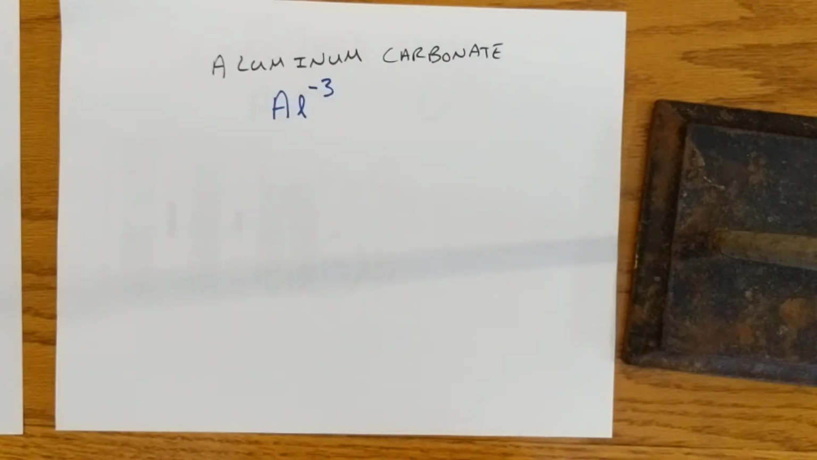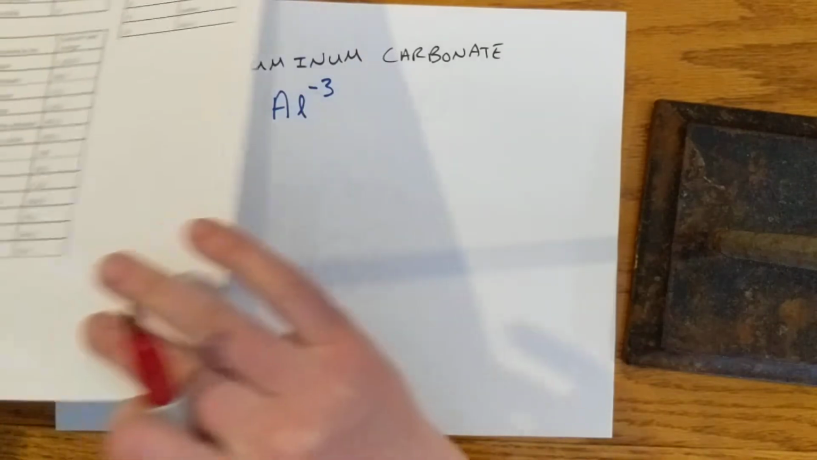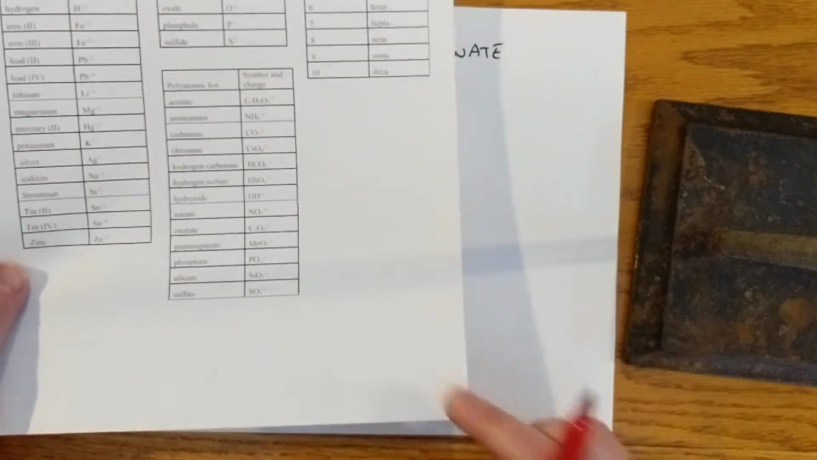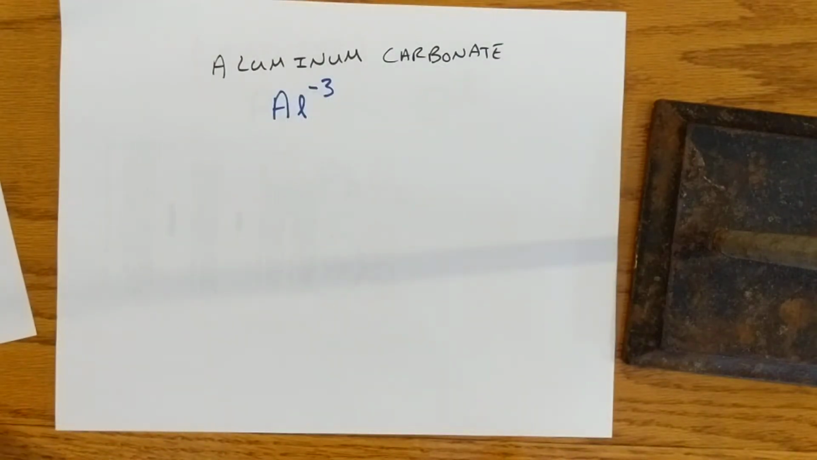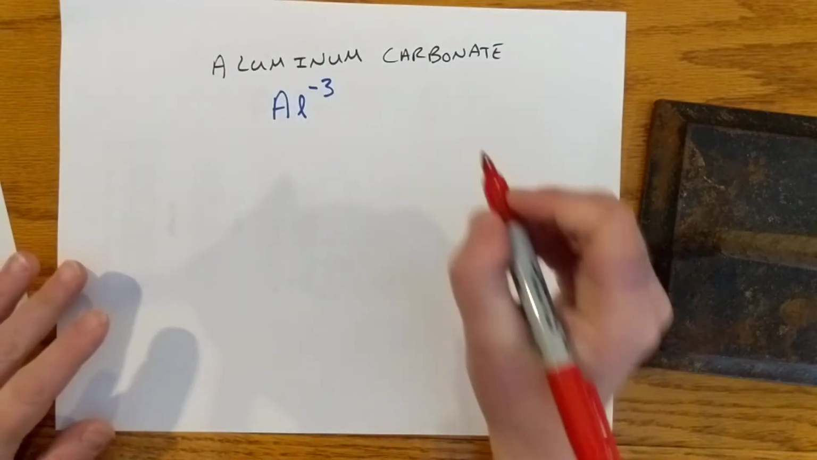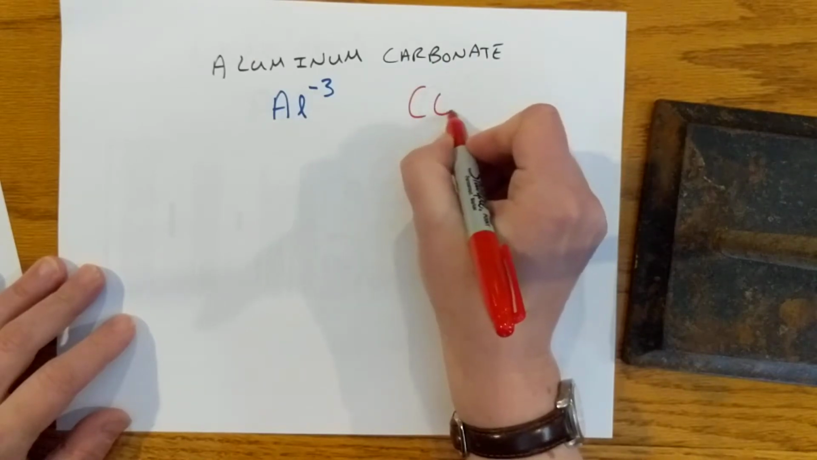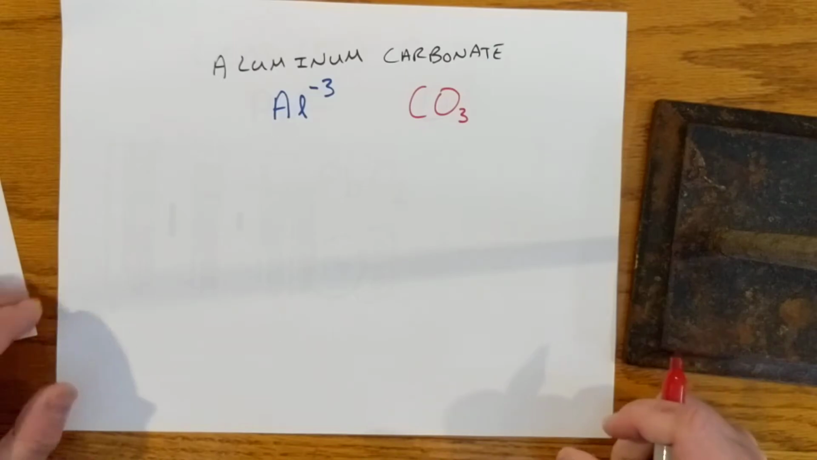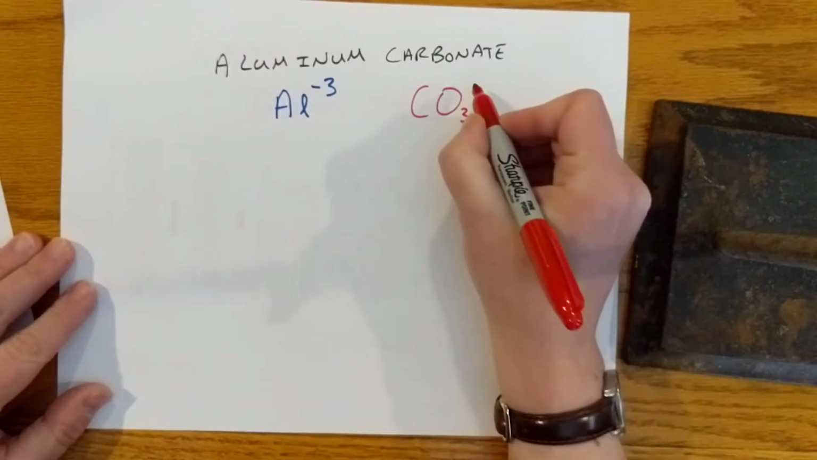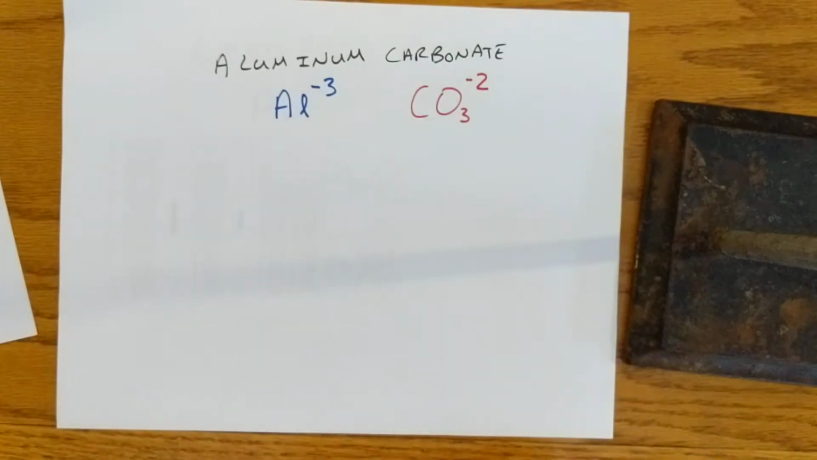And carbonate, this one is in a different section of my formula sheet. It's down here with these polyatomic ions. So that just means it's a group of atoms. Poly means many, so polyatomic means many atoms. And they tend to come in groups. So this has a -2 charge.